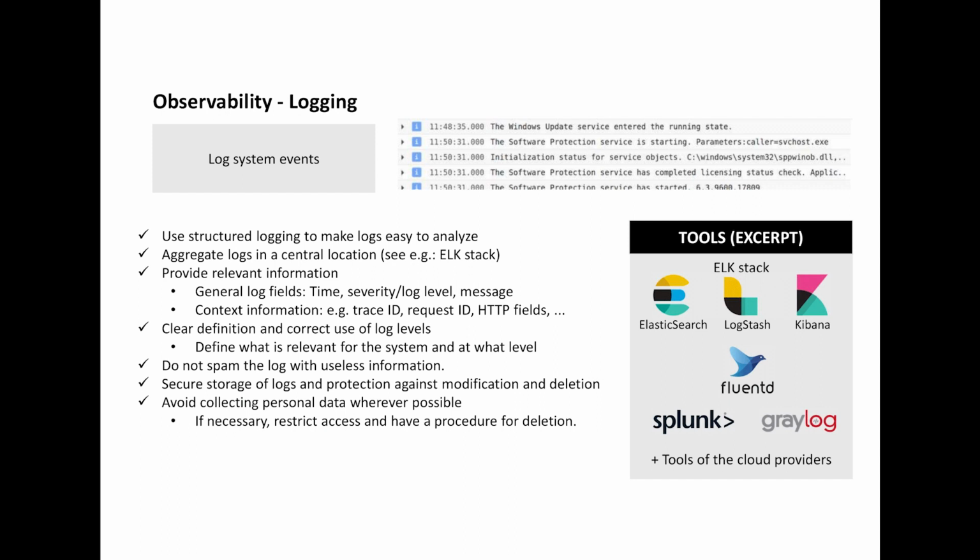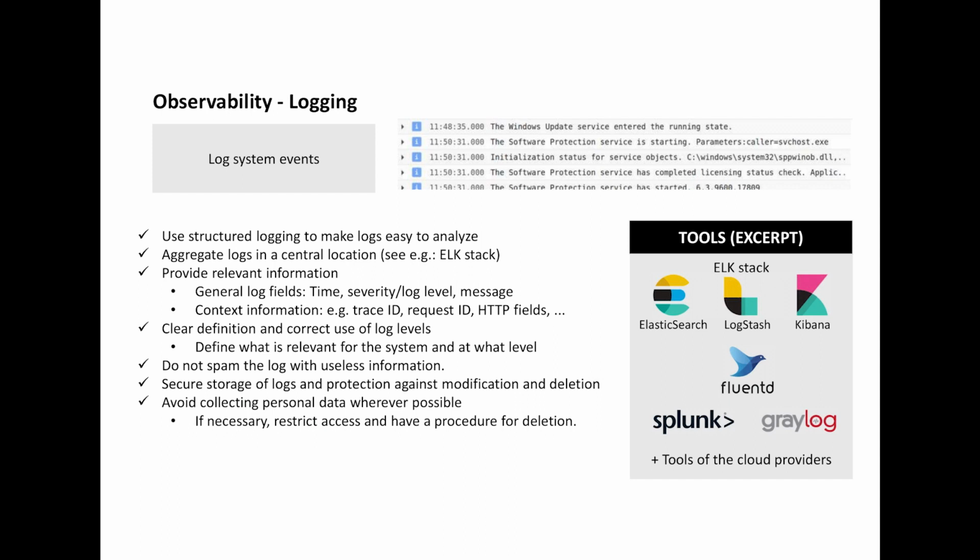Your log entry should contain all relevant information. This includes at least a timestamp, a severity level, and a meaningful message. Context information helps you to classify a log message in a context. For example, a request ID helps you to bundle all log messages for a user request. With a trace ID, you can even do this across multiple systems.